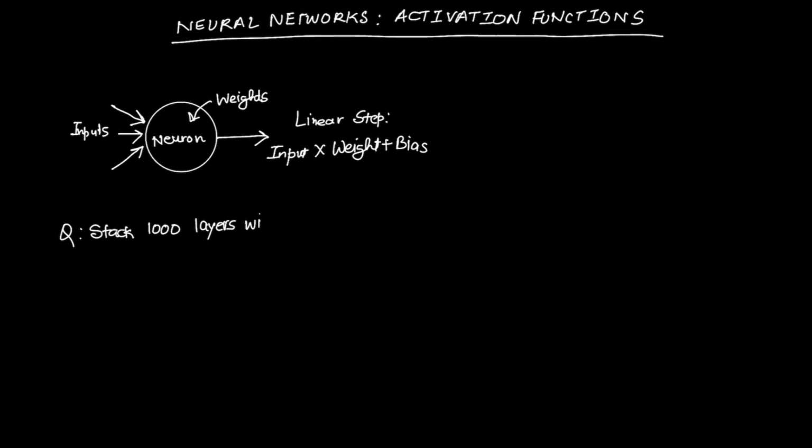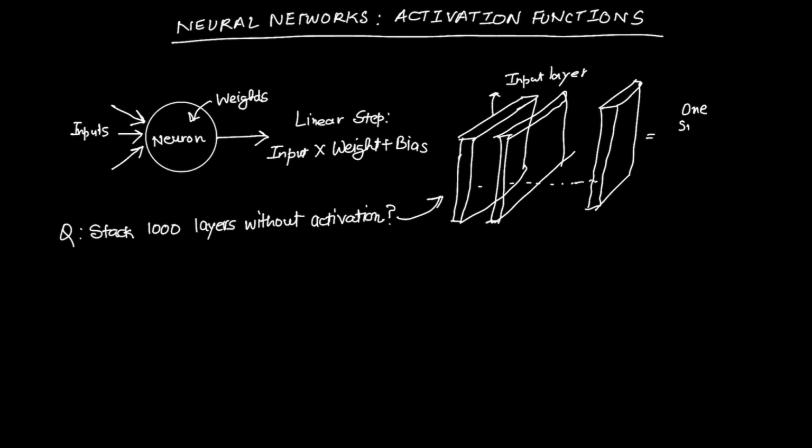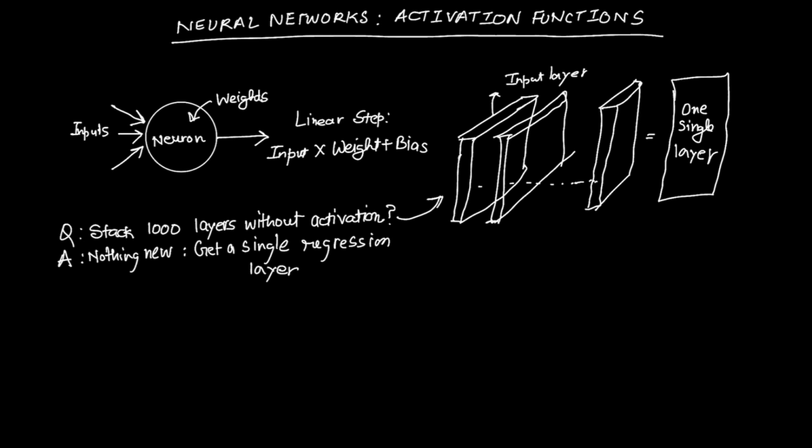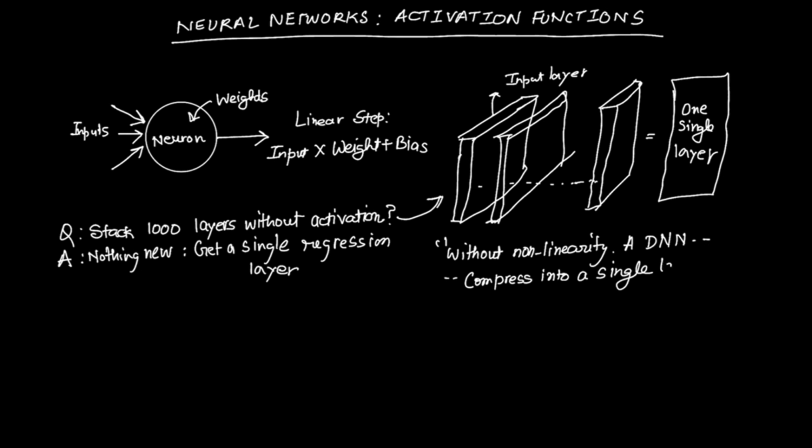If we stack thousands of layers of these neurons without activation functions, what do we get? We get nothing new. We get a single linear regression. Without non-linearity, a deep neural network, no matter how deep, compresses into a single layer. All that computing power is wasted. The deep in deep learning essentially vanishes.